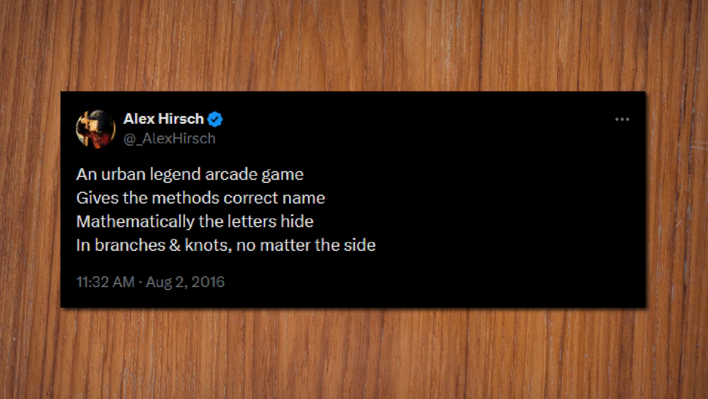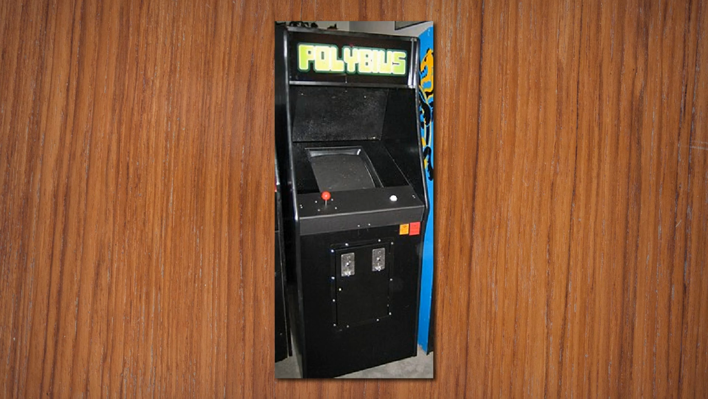Well, we were confused, so Alex, a few days later, had to give us a clue where he said, "An urban legend arcade game gives the method's correct name. Mathematically, the letters hide in branches and knots, no matter the side." People were quick to know that this was Polybius.